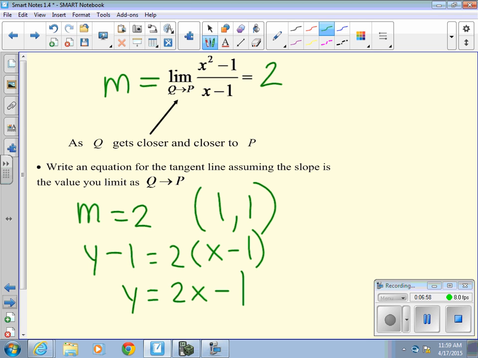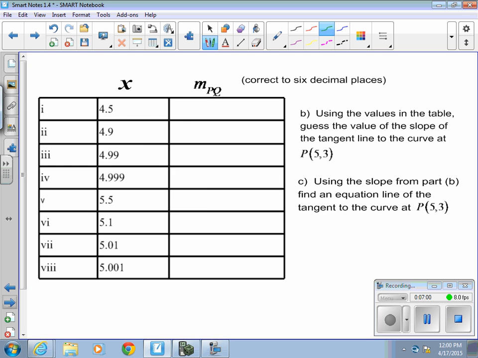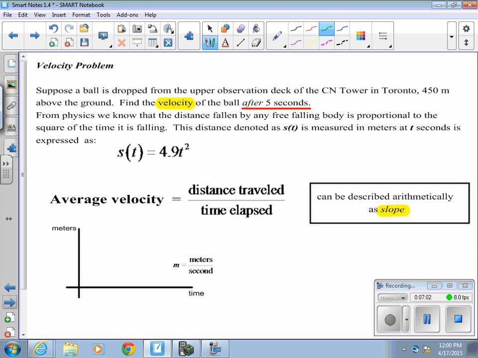Velocity. This can apply to real life. Suppose a ball is dropped from the upper observation deck of the CN Tower in Toronto, 450 meters above the ground. Find the velocity of the ball after 5 seconds. From physics, we know that the distance fallen by any free falling body is proportional to the square of the time it is falling. This distance, denoted as s(t), is measured in meters. At t seconds it is expressed as s(t) = 4.9t squared.